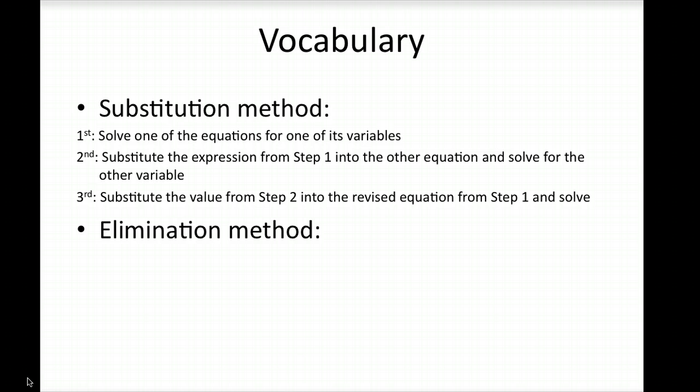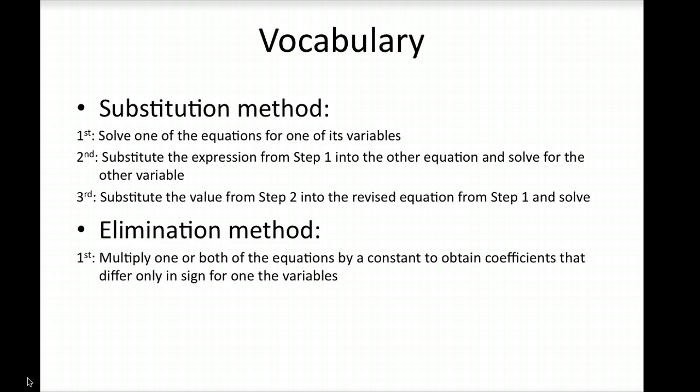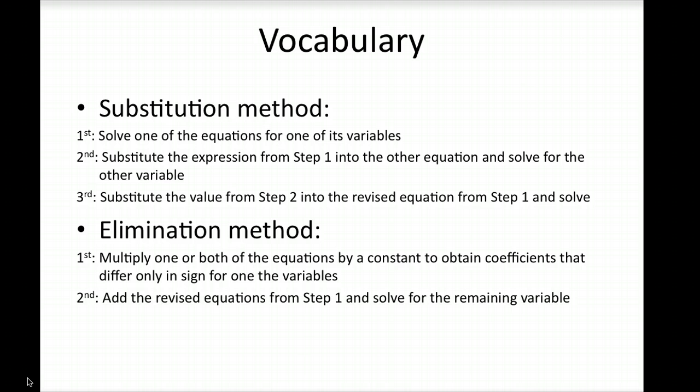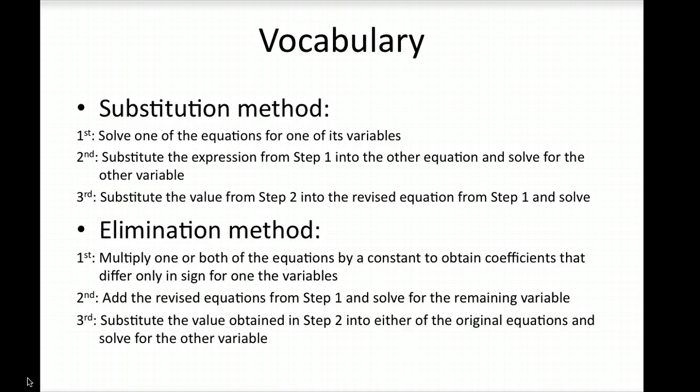For the elimination method, our first step is to multiply one or both of the equations by a constant to obtain coefficients that differ only in sign for one of the variables. Then you're going to add the revised equations from step 1 and solve for the remaining variable. Your third step is to substitute the value obtained in step 2 into either of the original equations and solve for the other variable. So let's take a look at some practice problems.